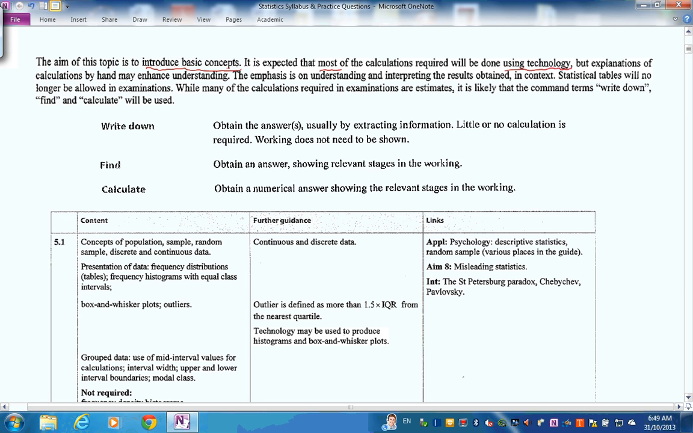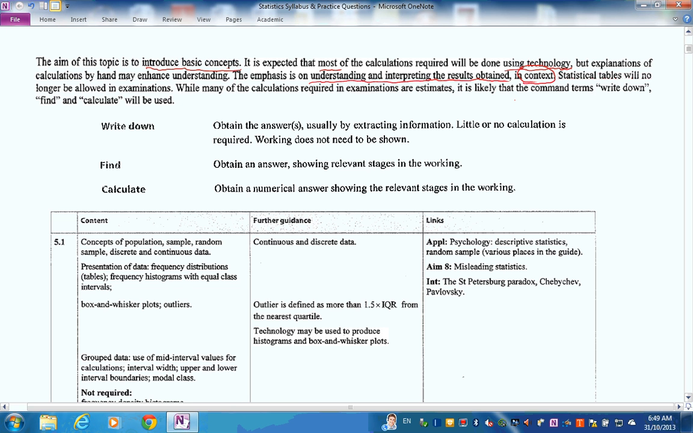Okay, so it'll have to be paper 2. But explanation of calculations by hand may enhance understanding. We've done a bit of that. The emphasis is on understanding and interpreting the results obtained. Look out, here's an important word: in context. So there are practical applications, and Pearson's have provided us with a lot of good ones, showing you not just to calculate the mean of numbers, for example, but to set them in the context of maybe the mean number of euros spent, if you remember that example, by students.